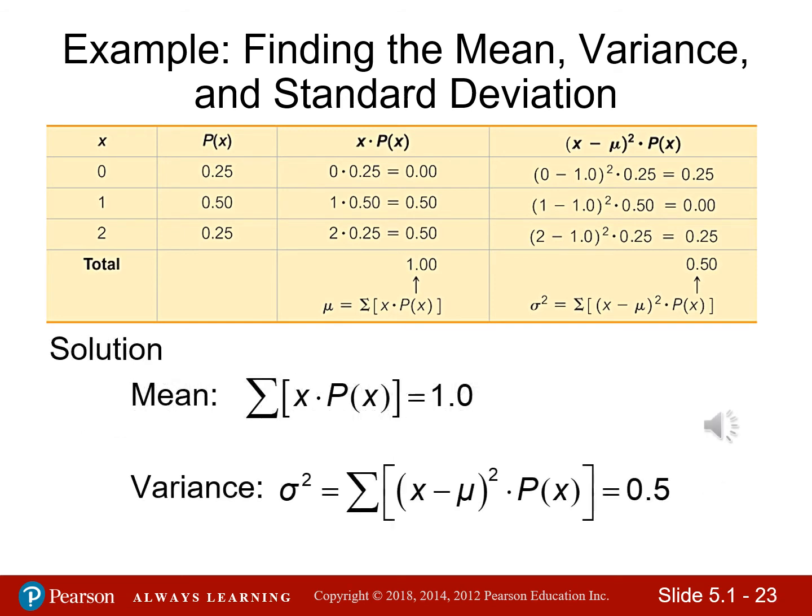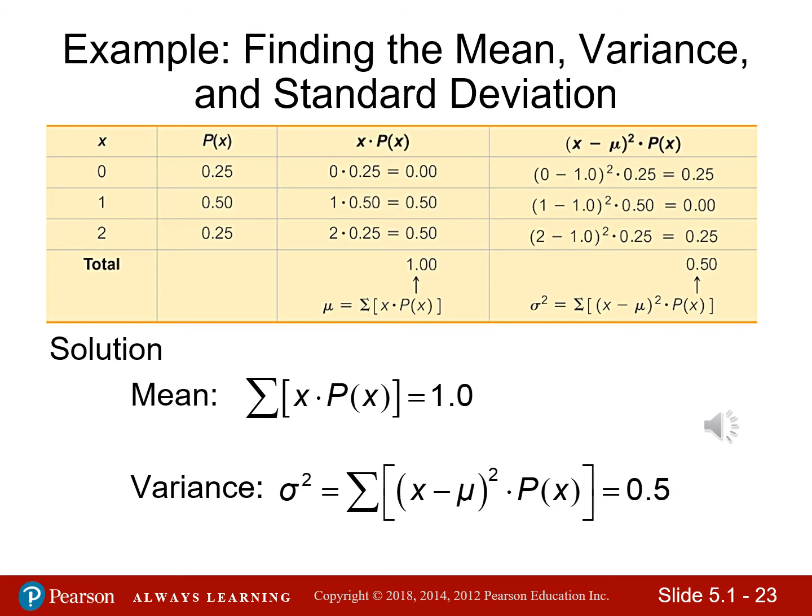You can see from the third column that we can get every element we need for the mean of our probability distribution. We take the value of x and multiply it by the probability of x, and we do that for each of our possible outcomes of x. We sum it up, and that gives us our mean value for x. In this case, it is equal to 1.